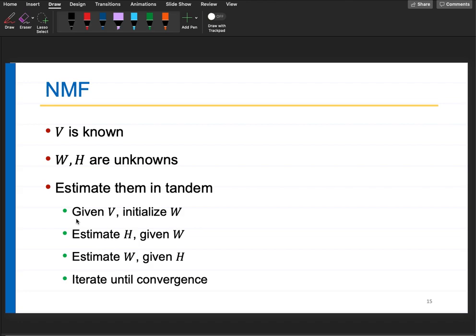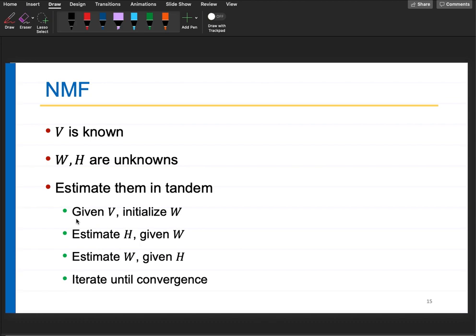Okay. Now question is, how do we do NMF? How do we do non-negative matrix factorization? So in this case, V is known, right? I know V, but W and H are unknowns. I do not know my W matrix and H matrix. So how do we do that?